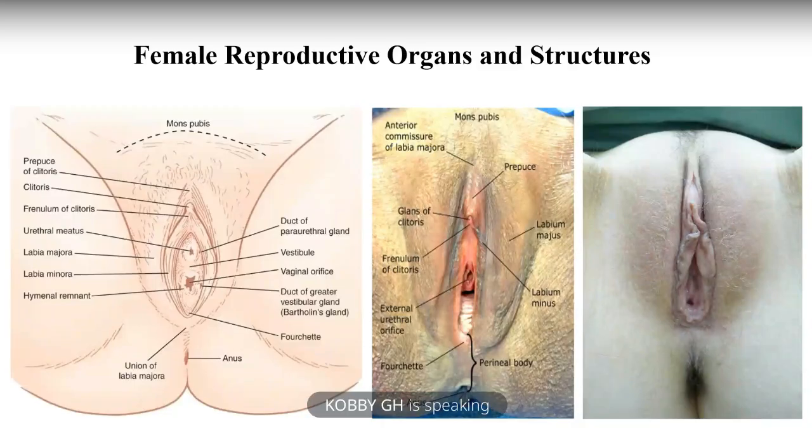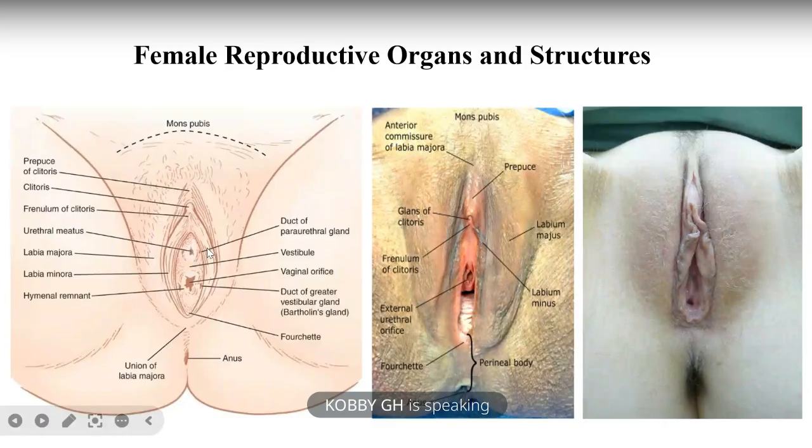The paraurethral glands are on the sides of the urethral meatus, one on the right side and one on the left side. "Para" means they are parallel to the urethral meatus. So there are two paraurethral glands, one on the right, one on the left.